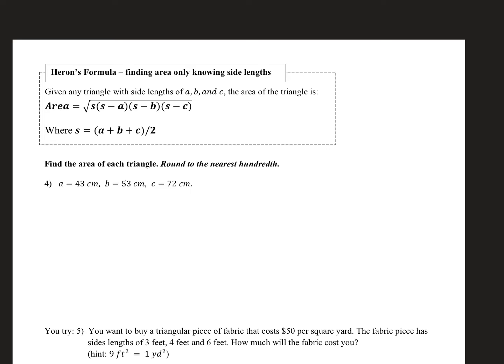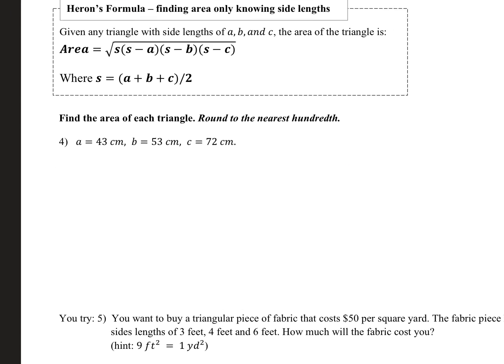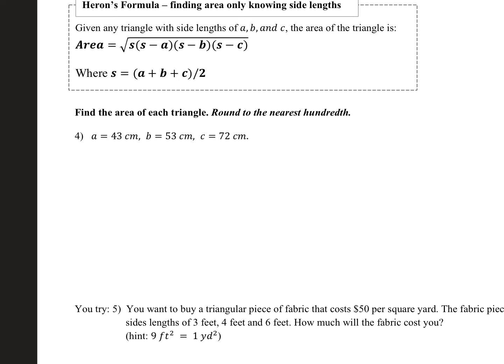So it's pretty straightforward. The area is equal to the square root of s times s minus a times s minus b times s minus c, where s is just a plus b plus c divided by 2. So we calculate s first and then just plug everything in, and it really takes care of itself. You don't even really need a picture for this, but if you wanted to, you certainly could.